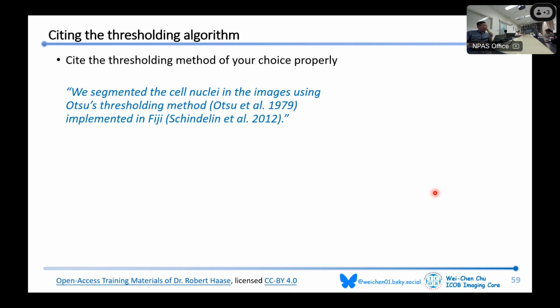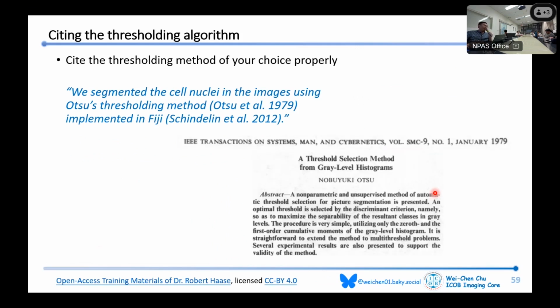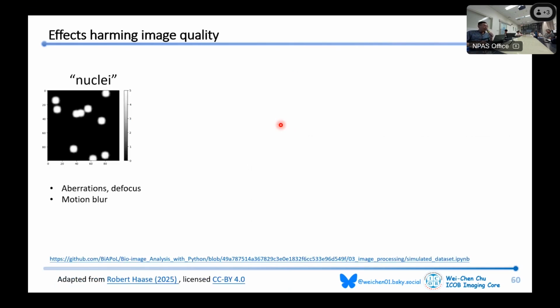Those thresholding methods have papers, so we need to cite those papers. For example, the famous thresholding method, Otsu, was published a long time ago. If you use a certain thresholding method, you should also cite it. So you can say we segmented the cell nuclei in the image using the Otsu thresholding method and cite the paper, implemented in FIJI. This is important. Many people just don't cite, but citing those is important.